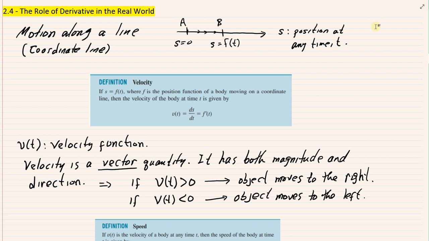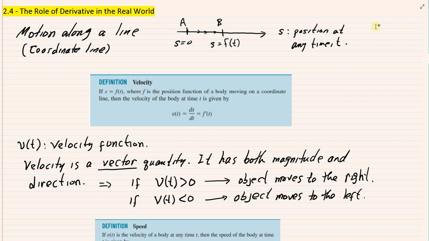In section 2.4, we're going to talk about the role of derivative in the real world. So we're going to look at something in the field of actually physics and dynamics. It has to do with motion of a moving object along a coordinate line. So the coordinate line is simply like your number line. That's what we call the coordinate line.